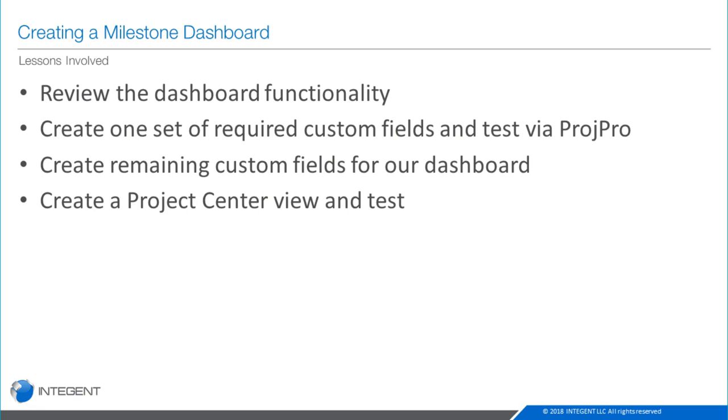What we're going to do first in our lessons here is create one set of the required custom fields and test it just to make sure that this process is working out okay, and we're happy with the results. Once we've confirmed that our method is going to work, then we'll create the remaining custom fields for the dashboard. Lastly, we're going to create a full test project. And then after we create that test project, we'll create a Project Center view that will expose those milestones so that users can view them.